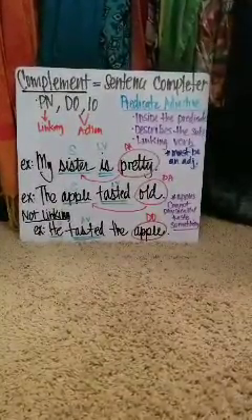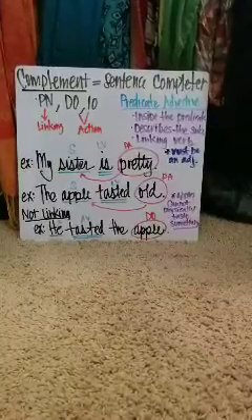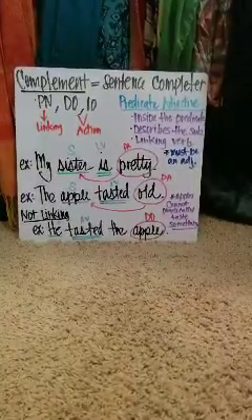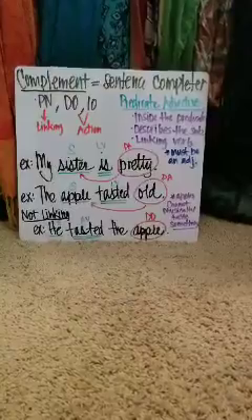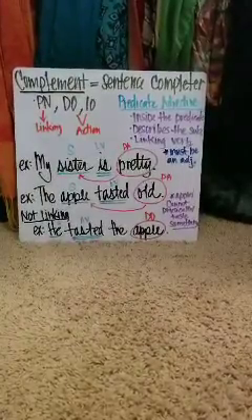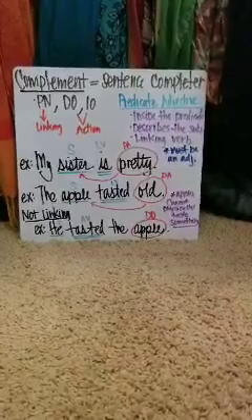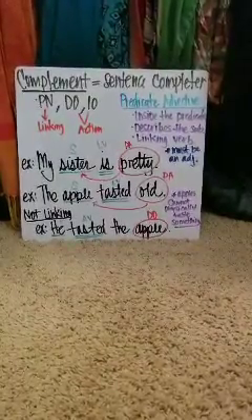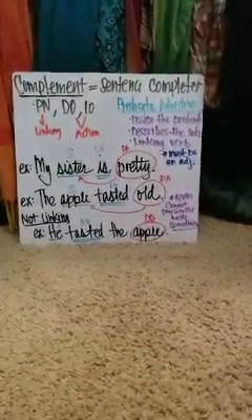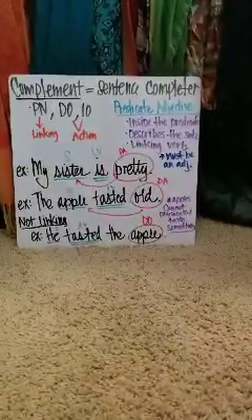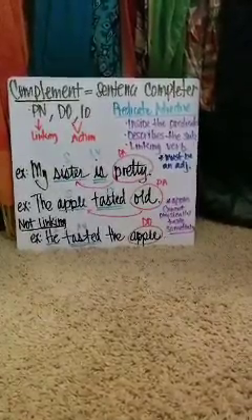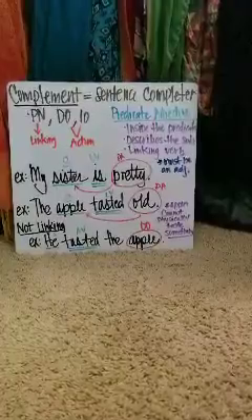I wanted to just make this clarification that sometimes verbs can be either linking or action. It just depends on how it's written in the sentence. So in the first example, the apple tasted old. Well, we know that apples cannot physically taste the word old. Therefore, the verb would be a linking verb. It's linking the word apple to the word old.